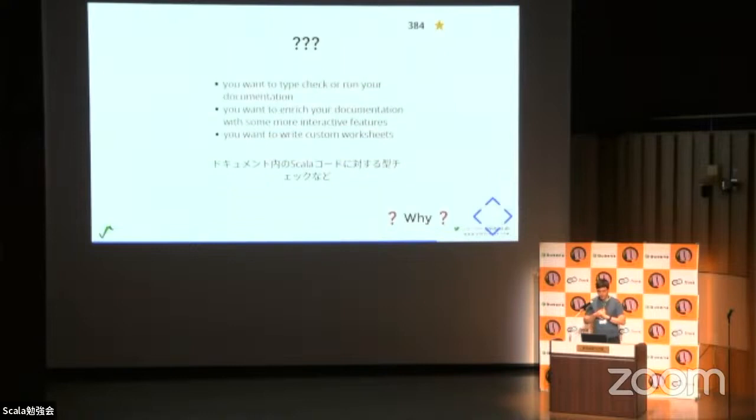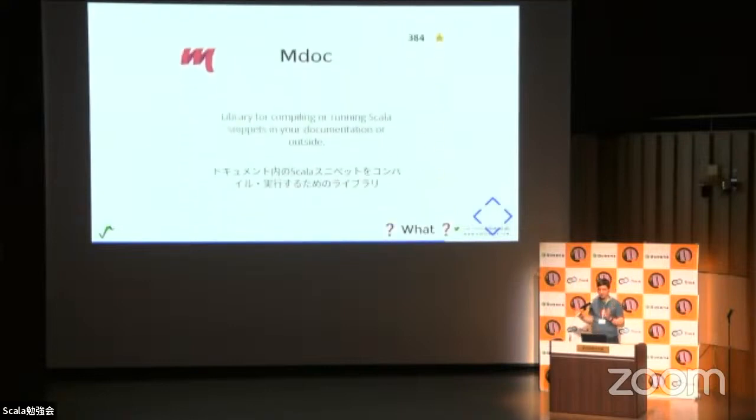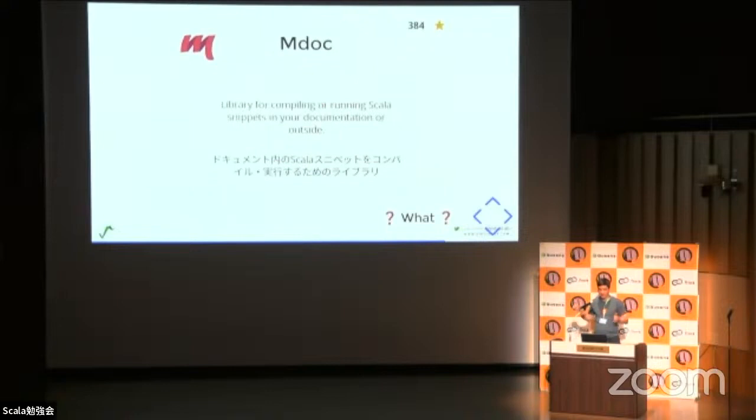Okay, let's say another tool you might want to use is something to type check your documentation, maybe add some interactive features to that documentation, or you might want to write worksheets. Seems different, but it's exactly the same case. And for that, you can use mdoc. mdoc is a library for compiling and running Scala snippets in the docs, in Markdown files, or outside in worksheets. So it's both used for documentation and for worksheets in Metals, for example.